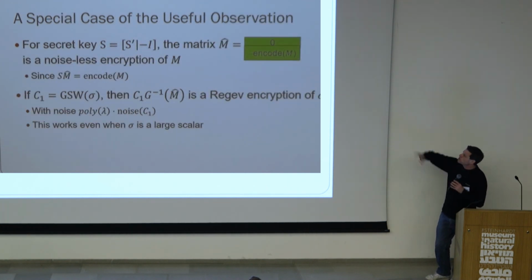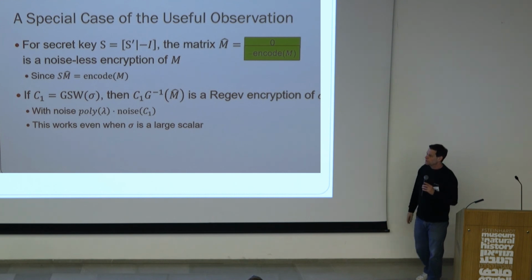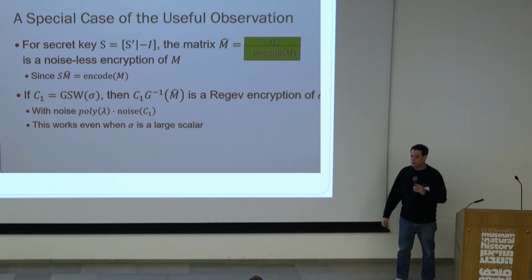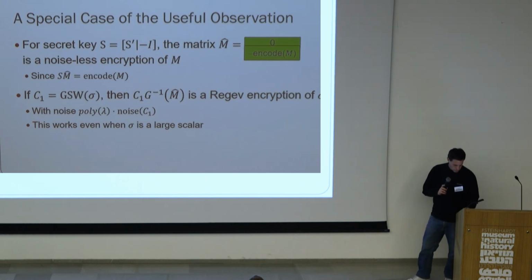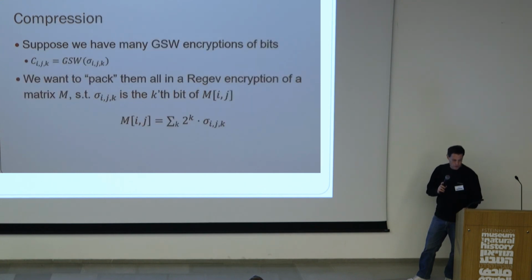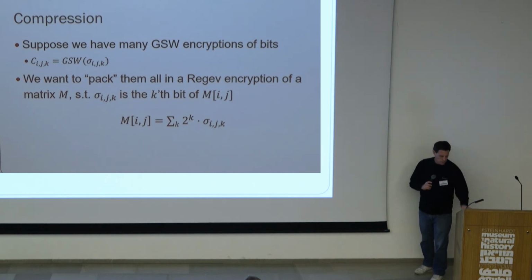There's even a better version of it where you have the plaintext instead of the Regev encryption. If you have a plaintext, then you encode it in this particular way, and then you can also multiply it by a GSW ciphertext. The reason being that the green thing up there is a noiseless Regev encryption because it satisfies the invariant. So that's nice. And now you can use it to compress. So suppose you have many GSW encryptions of bits. You want to pack them in a Regev encryption of a single matrix such that sigma ijk is the kth bit of the ijth entry of M. So M is that thing at the bottom.